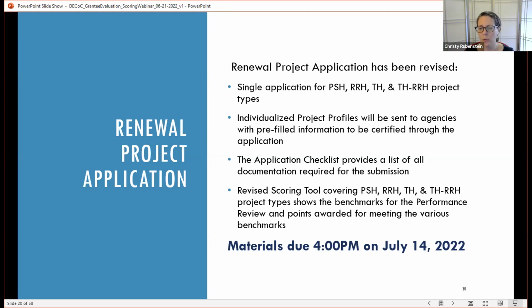So materials will be due by 4 p.m. on July 14th. Just be aware of that.